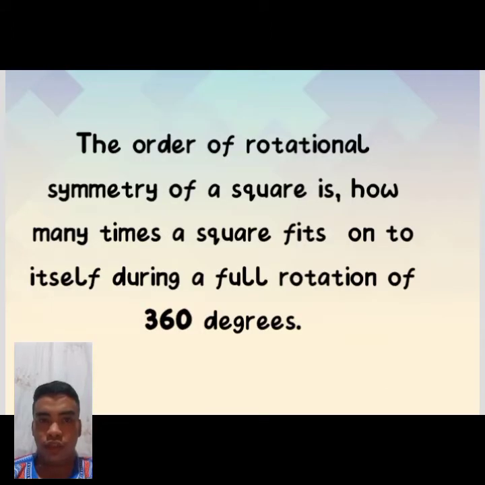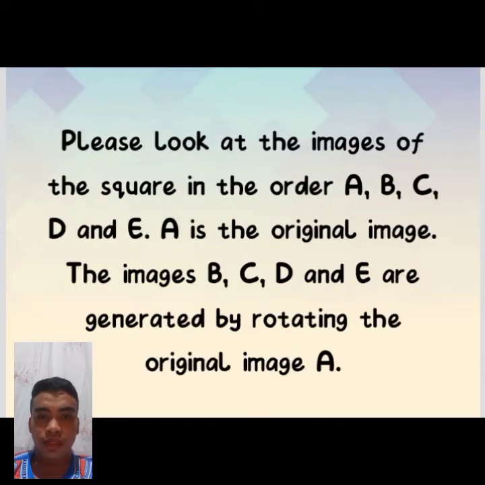The order of rotational symmetry of a square is how many times a square fits onto itself during a full rotation of 360 degrees. So, pila daw ka times ang square during a full rotation of 360 degrees. So, please look at the image of the square in the order A, B, C, D, and E. So, ang A is the original image.